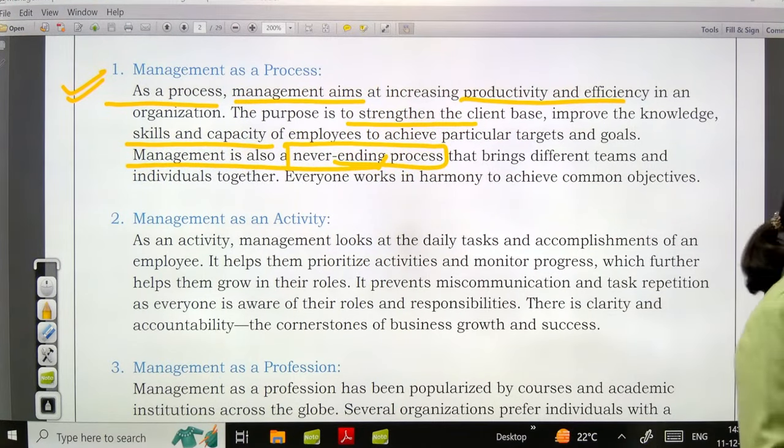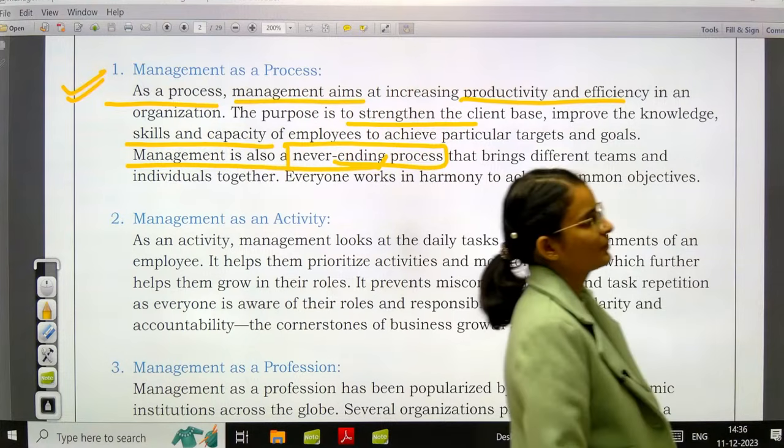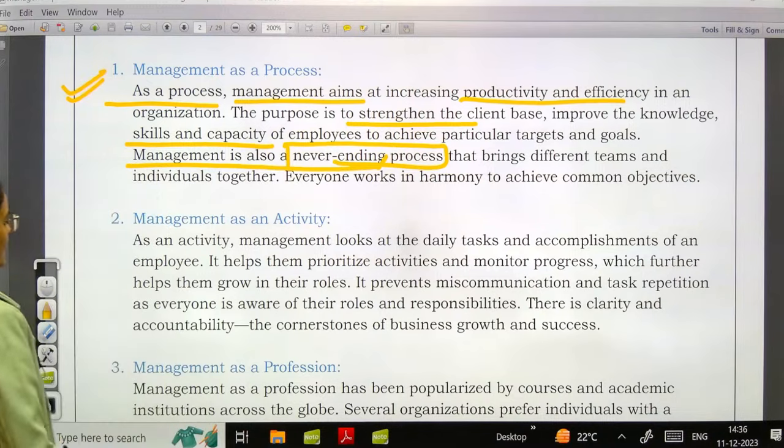Okay, Vishara, once the syllabus goes in flow, I will provide a descriptive also. Okay. Yes.